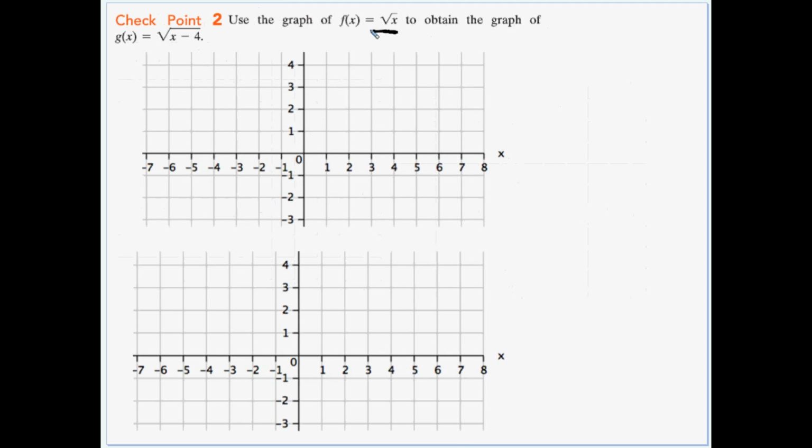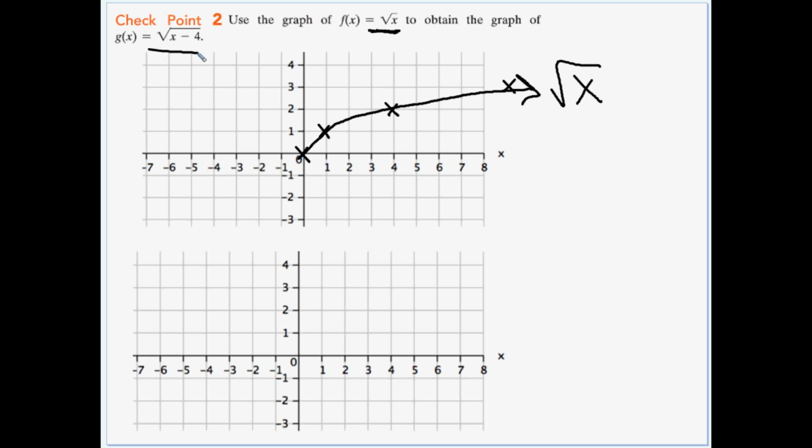Second one, we're going to start here with the root of x. So the root of 0 is 0, the root of 1 is 1, the root of 4 is 2. And if we go one more block off the graph, the root of 9 would be 3. So there is our root of x graph.